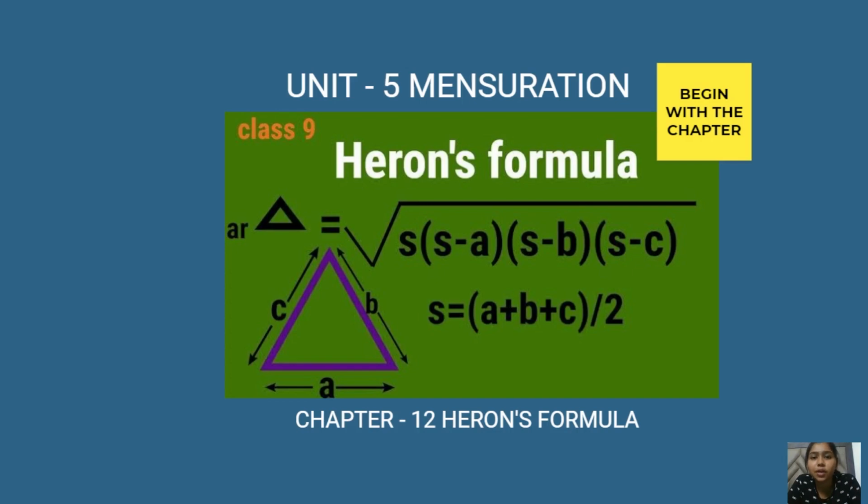So let's just begin with our next unit, that is unit number 5, mensuration. It will basically include two chapters, that is chapter number 12, Heron's Formula, and chapter number 13, surface area and volume. And in today's session we will be going to have an idea of both the chapters.